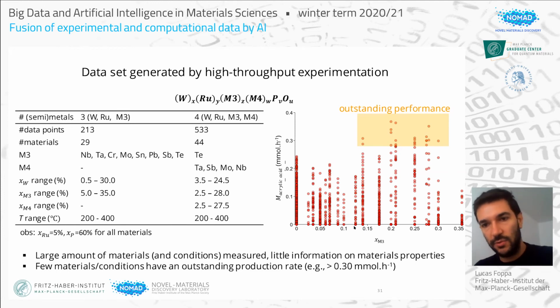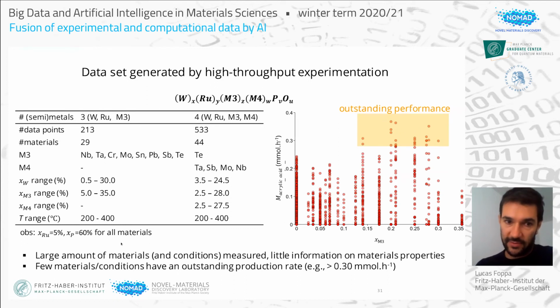And here I'm showing you the acrylic acid rate of formation on the y-axis as a function of the amount of M3, so the M3 composition, the XM3. Each of these data points is one catalyst and reaction condition. And we see that most of the things that were tested correspond to rather low acrylic acid production rates. So most of the materials are in this range here. And we are looking for these materials here, which have this outstanding performance.